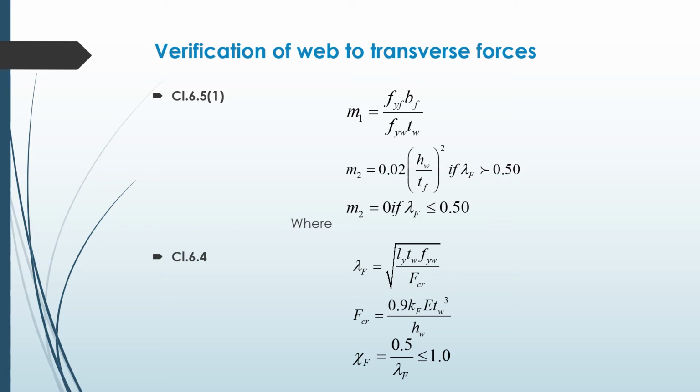Clause 6.4 will provide us the ways to calculate the parameters lambda f, FCR and psi f, according to which lambda f is equal to square root of Ly into Tw into Fyw by FCR, where FCR is given by FCR is equal to 0.9 into Kf into Tw cubed divided by HW. And finally, the reduction factor psi f is equal to 0.5 by lambda f, and this shall be taken less than or equal to 1.0.